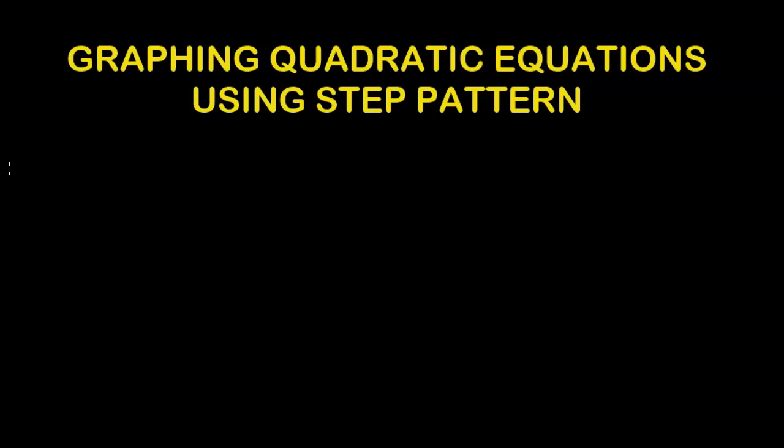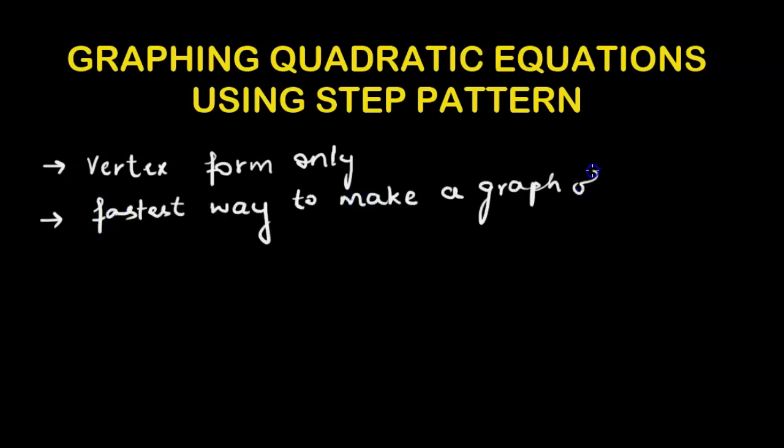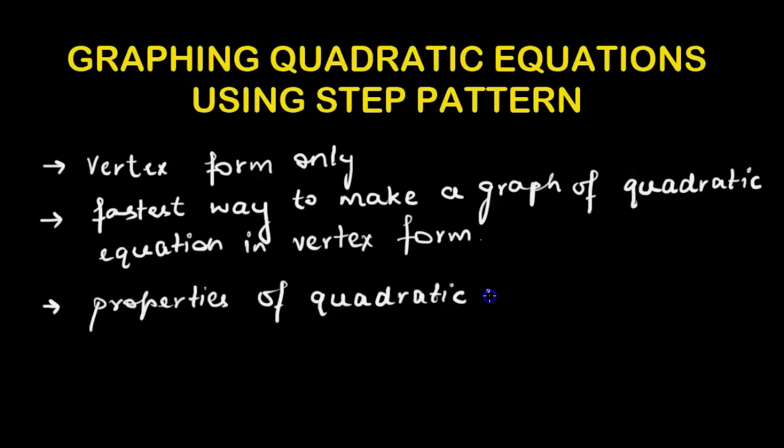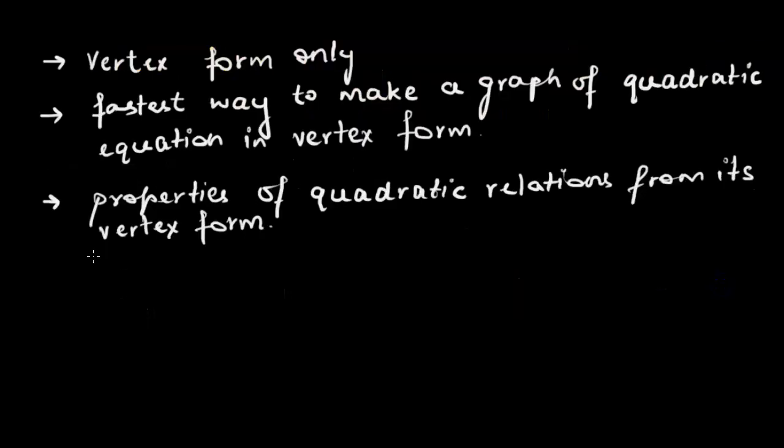Before graphing quadratic equations using step pattern, we should know a few important things. The first thing we need to know is that the equation has to be in vertex form for this case as well. Second, it is the fastest way to make a graph of a quadratic equation in vertex form. And the third important thing we need to remember is understanding the properties of quadratic relations from its vertex form. Let's go over an example.